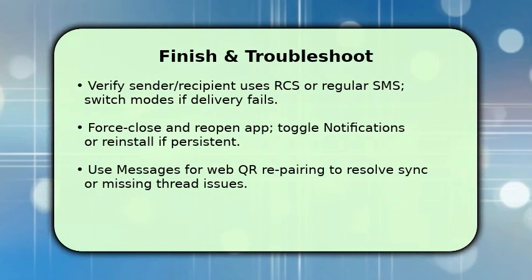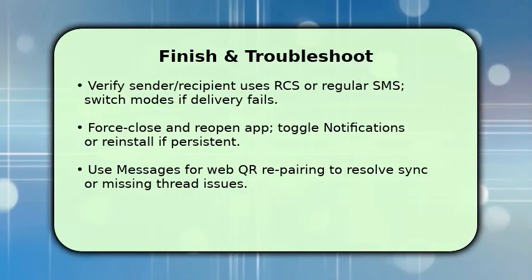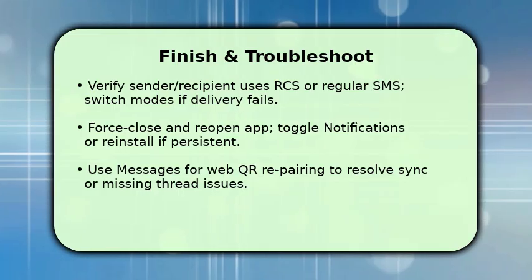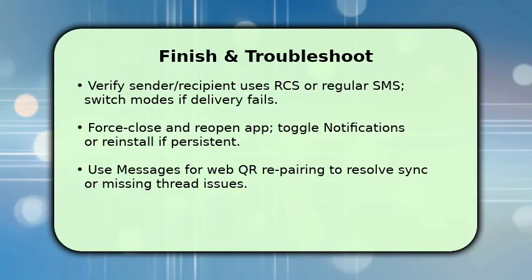Finish by testing. Send a photo and a text to confirm delivery and receipt indicators. If a message fails, check whether the recipient supports RCS versus SMS, since that affects how content is transmitted.